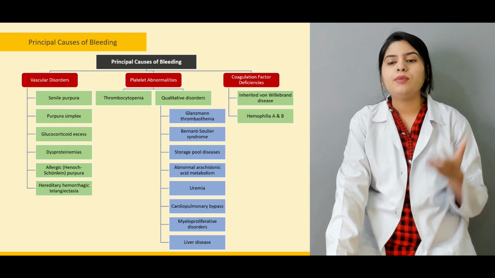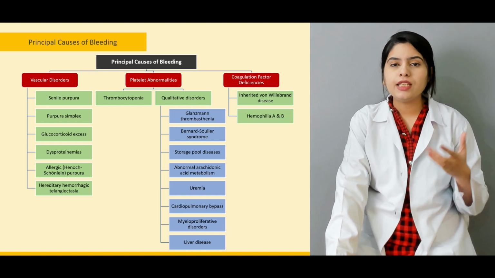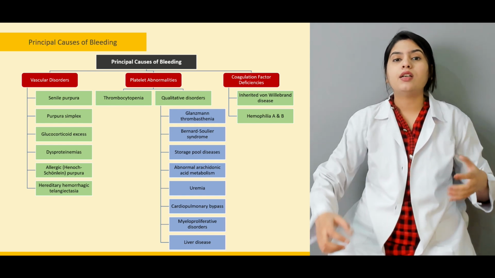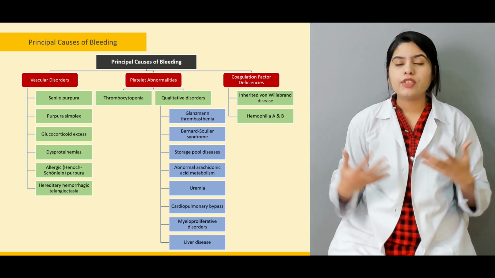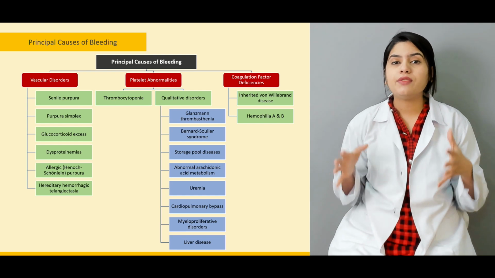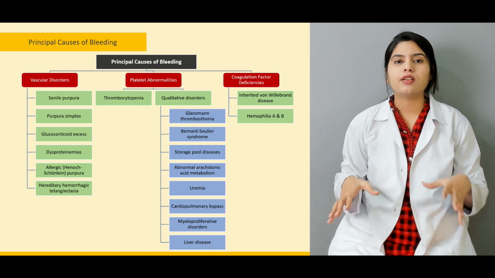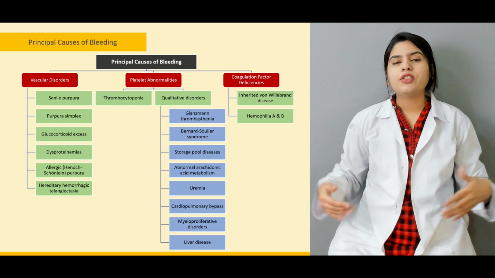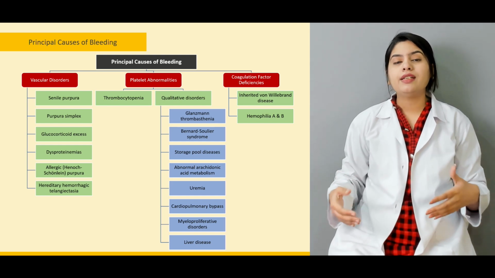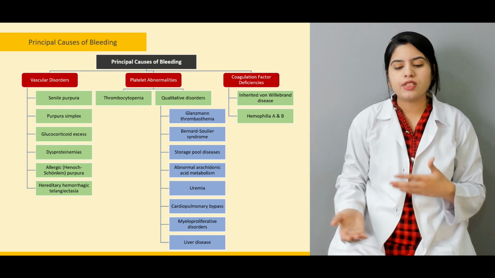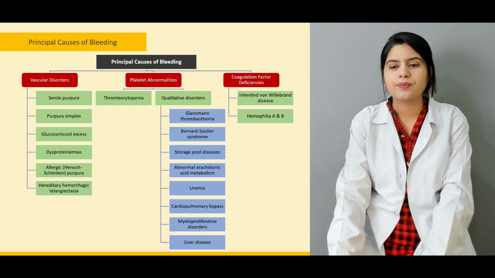Then there can be hemophilia A or B. In hemophilia, the patient's ability of blood coagulation is very, very reduced because of some genetic defect. That's why the patient is at risk of bleeding. There is increased bleeding and the patient is anemic as well.